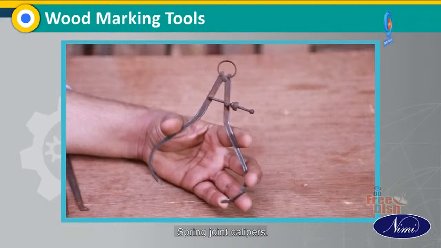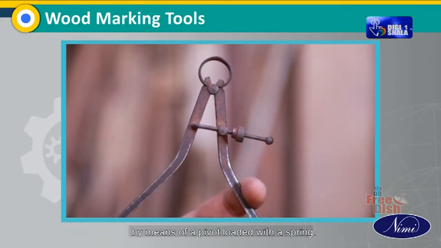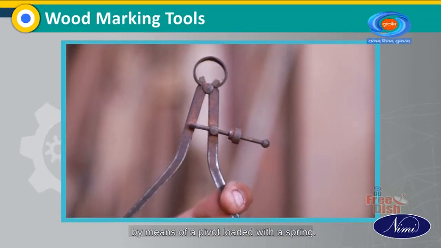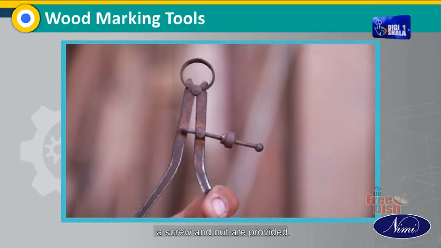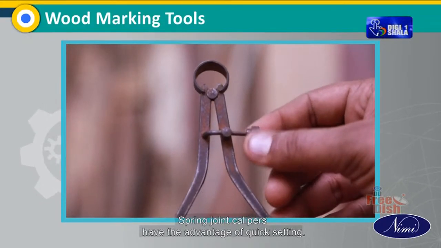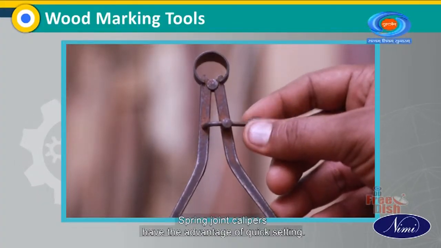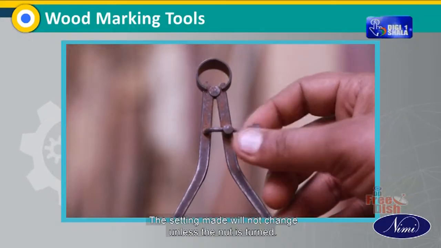Spring joint calipers. For this type of calipers, the legs are assembled by means of a pivot loaded with a spring. For opening and closing the caliper legs, a screw and nut are provided. Spring joint calipers have the advantage of quick setting. The setting made will not change unless the nut is turned.